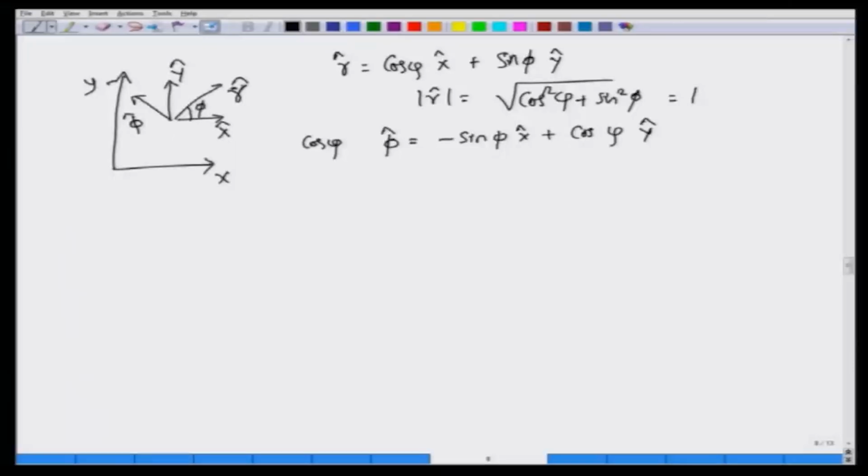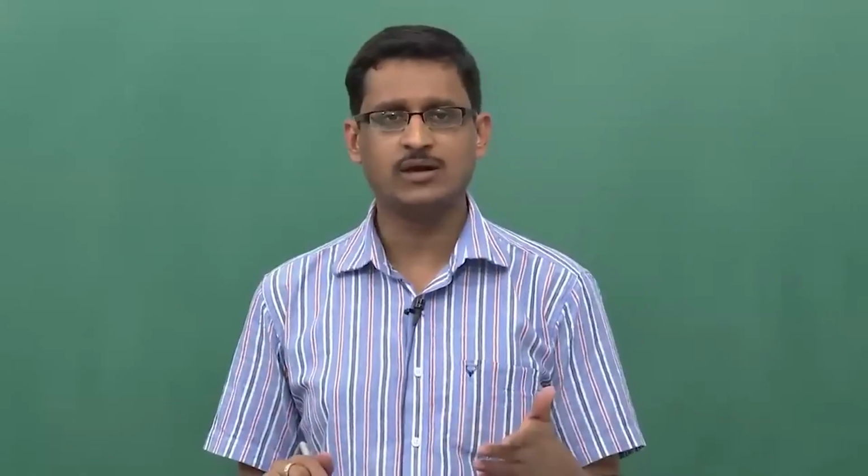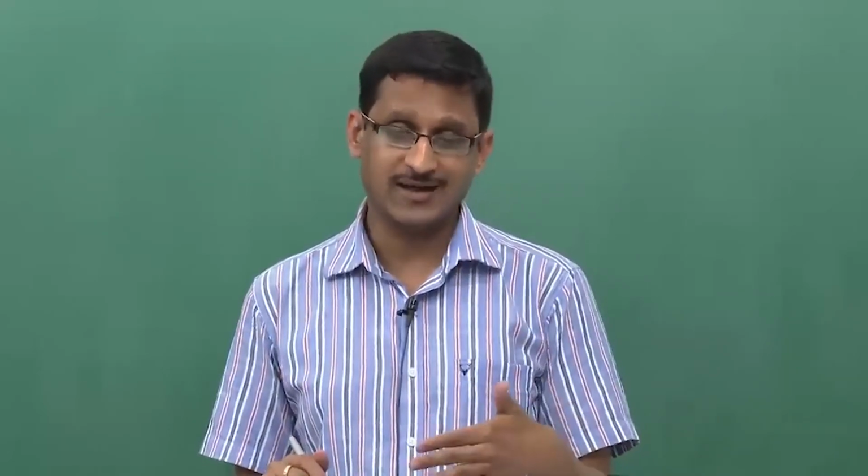Okay. So, I have shown you that the r vector can be written as cos phi along x and sin phi along y, and the phi vector can be written as minus sin phi x plus cos phi y. Okay. So, I talked about this particular thing, that the r vector along x is cos phi times x hat, r along y is sin phi times y hat. What exactly did I mean when I said that one vector is along another vector?